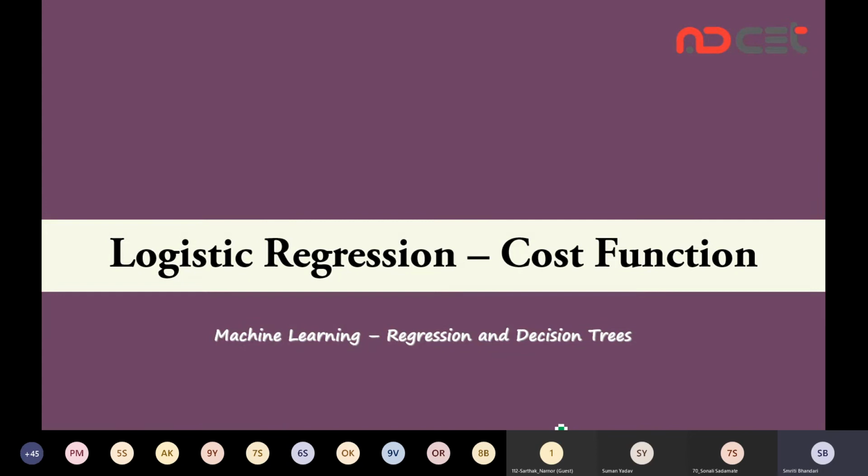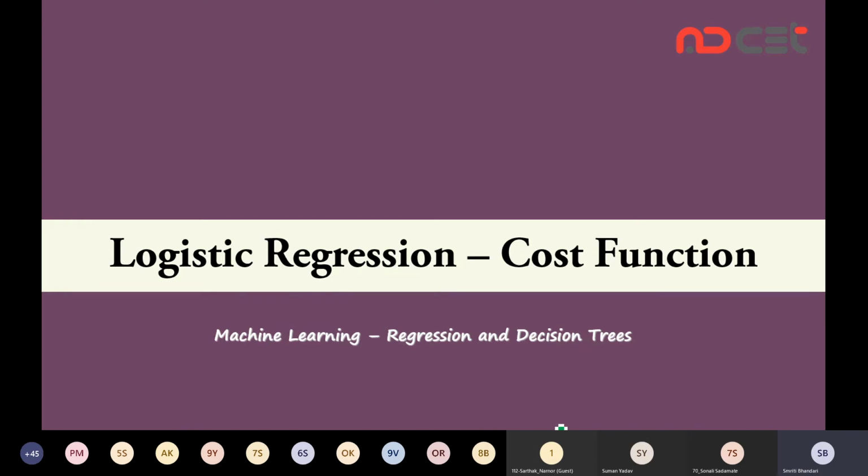That was the cost function or the objective function for our linear regression, J of theta 0, theta 1. We computed that J of theta 0, theta 1 by making use of the error, the sum of squared error, or the mean of the sum of squared error. We used that as the cost function, and we tried to minimize that cost function by making use of gradient descent. That is what we did for linear regression.